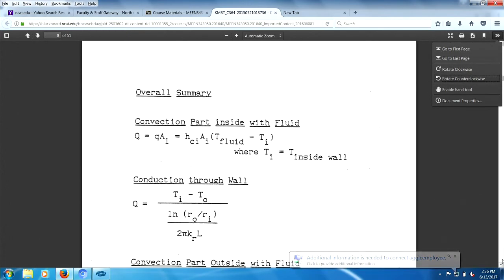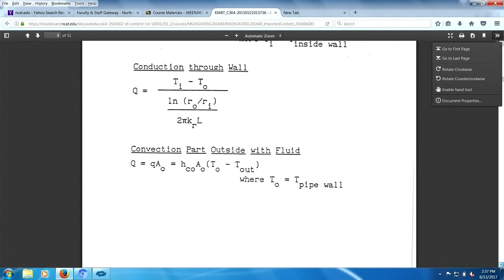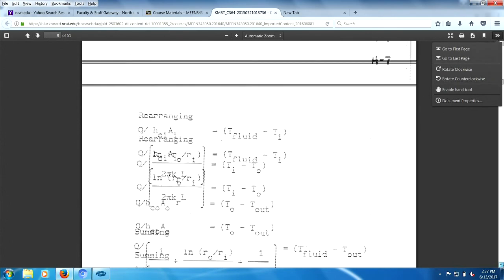So what we have here is a summary of the equations. Convection, this is just a rewrite of what I had written. Convection inside fluid, conduction through the wall, and convection outside fluid. These Q's are all the same. Q equals Q equals Q equals Q. Okay, so therefore, we go to this situation.